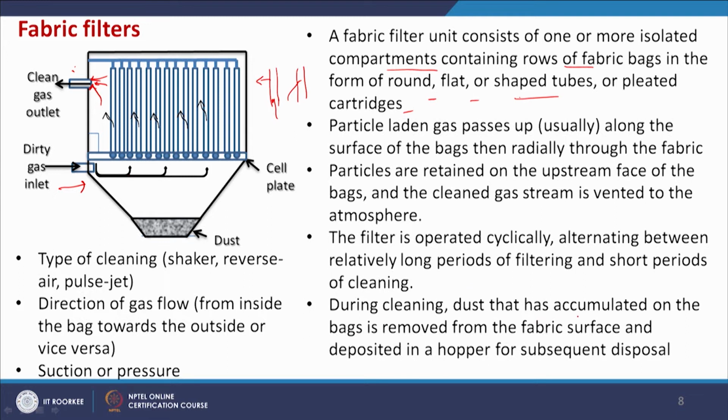During cleaning, dust that has accumulated on the bags is removed from the fabric surface and deposited in a hopper for subsequent disposal. So, particles are deposited on the surface, then when you are cleaning, this dust falls and is collected. This is the mechanism of the fabric filter. The type of cleaning may be either shaker cleaning, reverse air or pulse jet cleaning, and the direction of gas flow may be from inside the bag towards the outside or vice versa, and both suction or pressure arrangements are there. Suction is used in normal operation, and during cleaning the pressure can be applied.